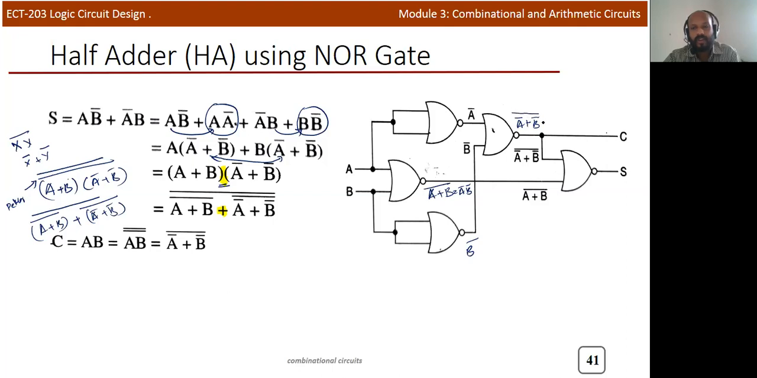Okay, so if you apply De Morgan's theorem, you will get A bar, B bar, B bar. So it becomes A into B. So carry is equal to AB. And now we can see the sum is equal to one input is A NOR B the whole bar, and another input is A bar plus B bar the whole bar. Okay, so there's an OR gate the whole bar, which is exactly the same as your equation.